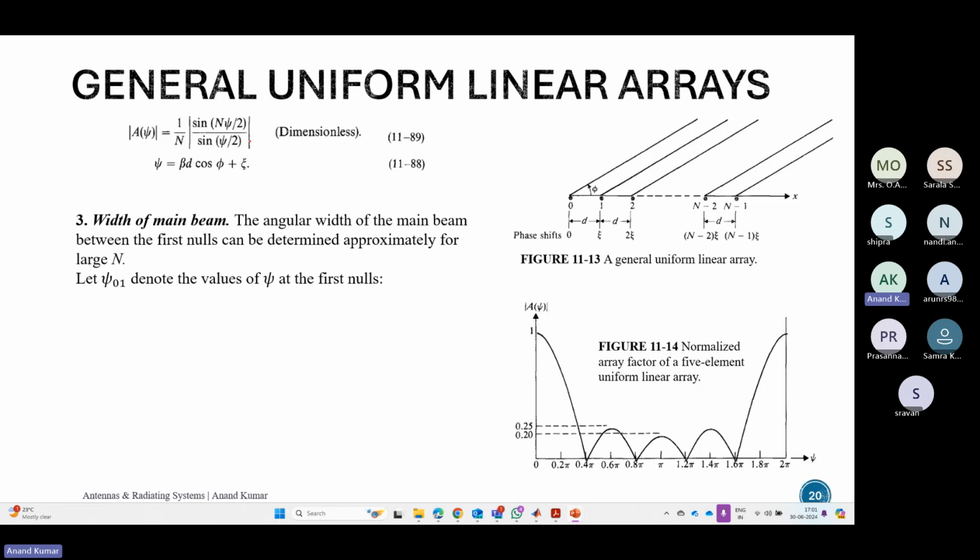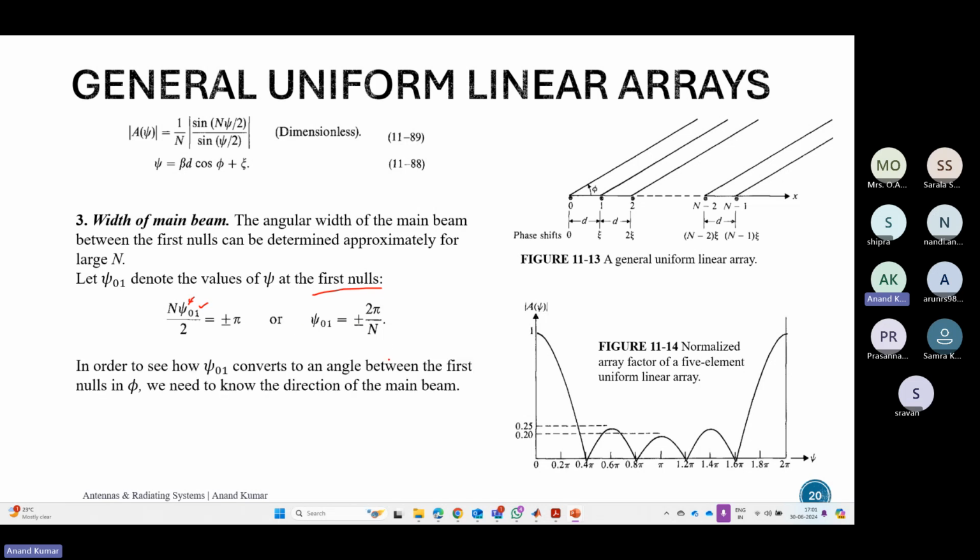Similarly, the width of the main beam. So we calculated the location of the first nulls, right? So once we have the location of the first nulls, the first null is given by n psi by 2 equals plus minus pi, which implies psi will be equal to 2 pi by n.